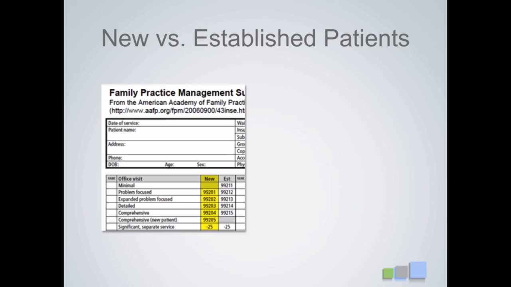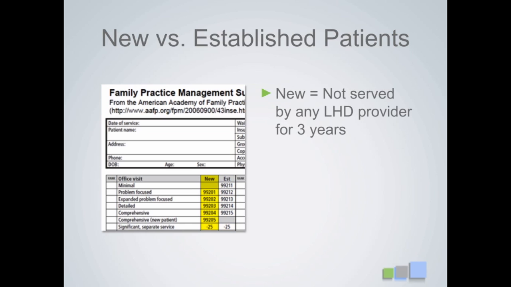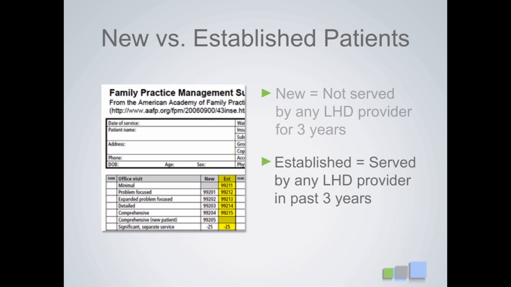When coding for E&M, you'll need to specify if a patient is new or established. New for your local health department is defined as a patient who has not been seen by any provider in the department for 3 or more years. This rule applies to all providers in the group who are within the same specialty. An established patient is defined as one who has been seen by a provider in your department within the last 3 years.